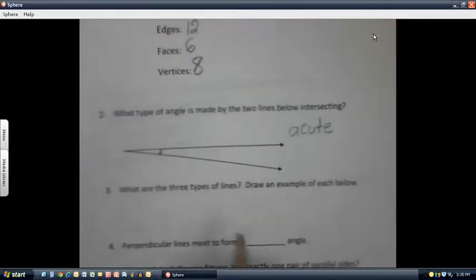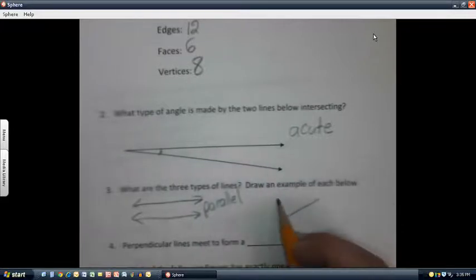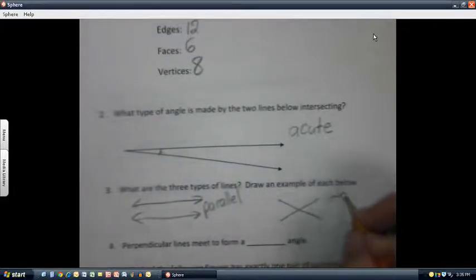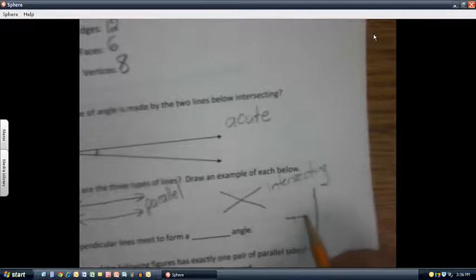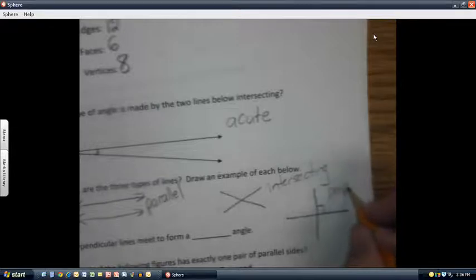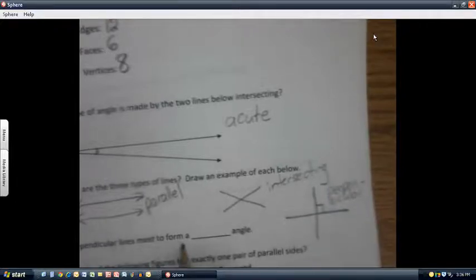3 types of lines. We have parallel. Parallel lines are lines that never meet. We have intersecting. Lines that do meet, not necessarily at a particular angle. And then perpendicular lines are intersecting lines that form a right angle, which also answers our next question. Perpendicular lines meet to form a 90-degree or right angle.